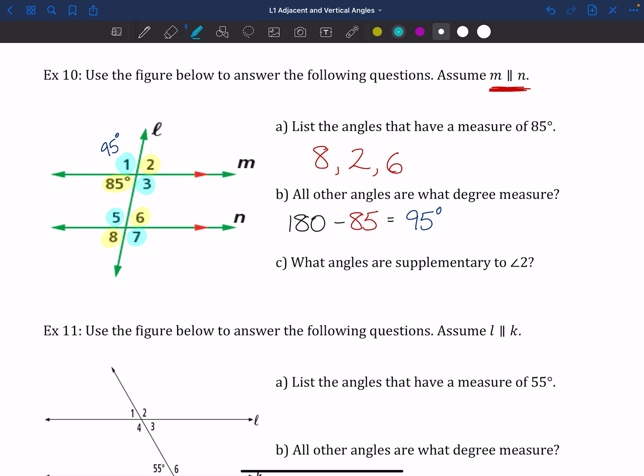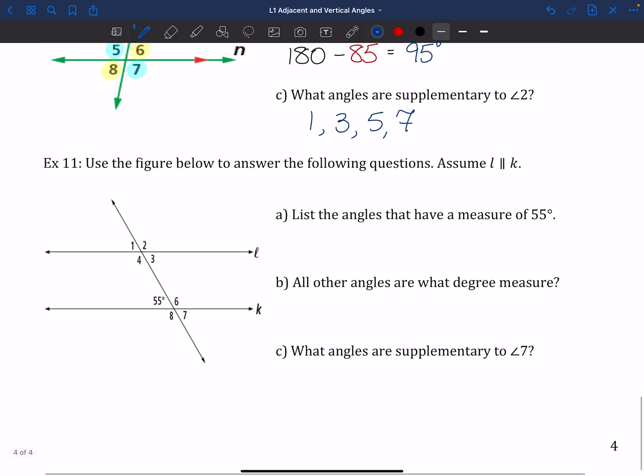So last but not least, what angles are supplementary to angle 2? Supplementary just means they have to add to 180. So angle 1 is supplementary because it makes a straight line with it. Angle 3, same thing. And then angles 5 and 7 are also the exact same measure. So every other angle that's not 85 degrees is supplementary to 2.